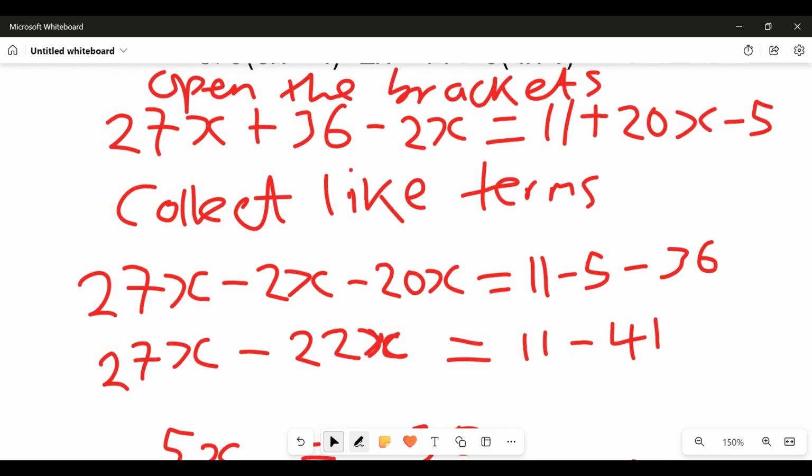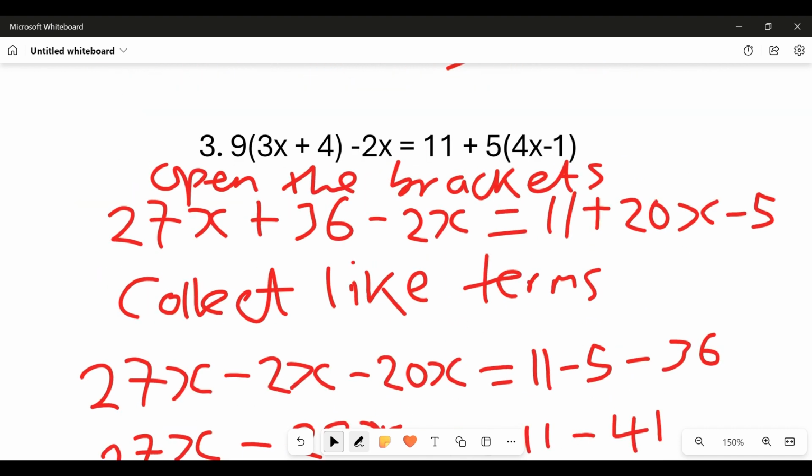It's very, very dangerous. I always know that when you are shifting from one side to the other side, you have to change the sign. If you take anything from the left hand side to the right hand side, if it's positive before, the sign will have to change to negative. If it's negative before, the sign has to change to positive. And with this, we come to the end of these our solutions.